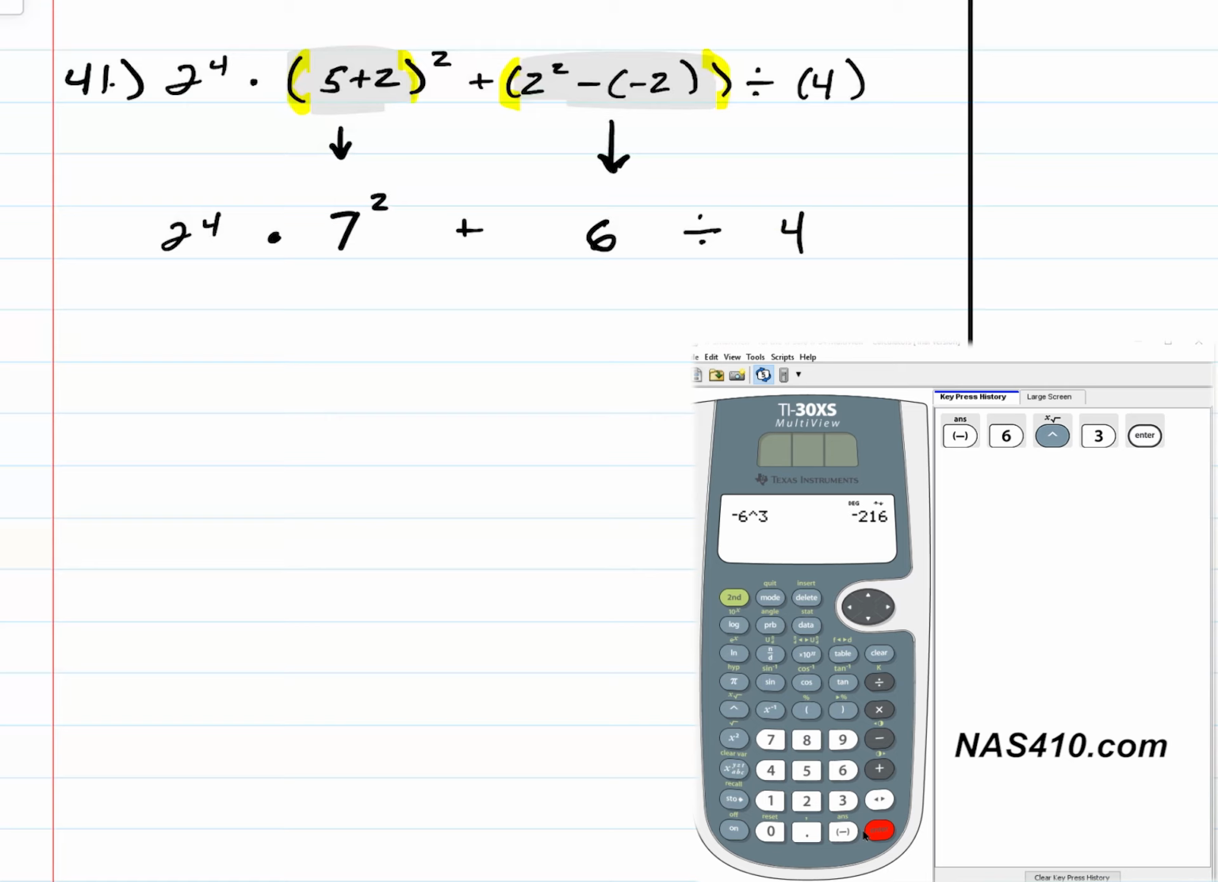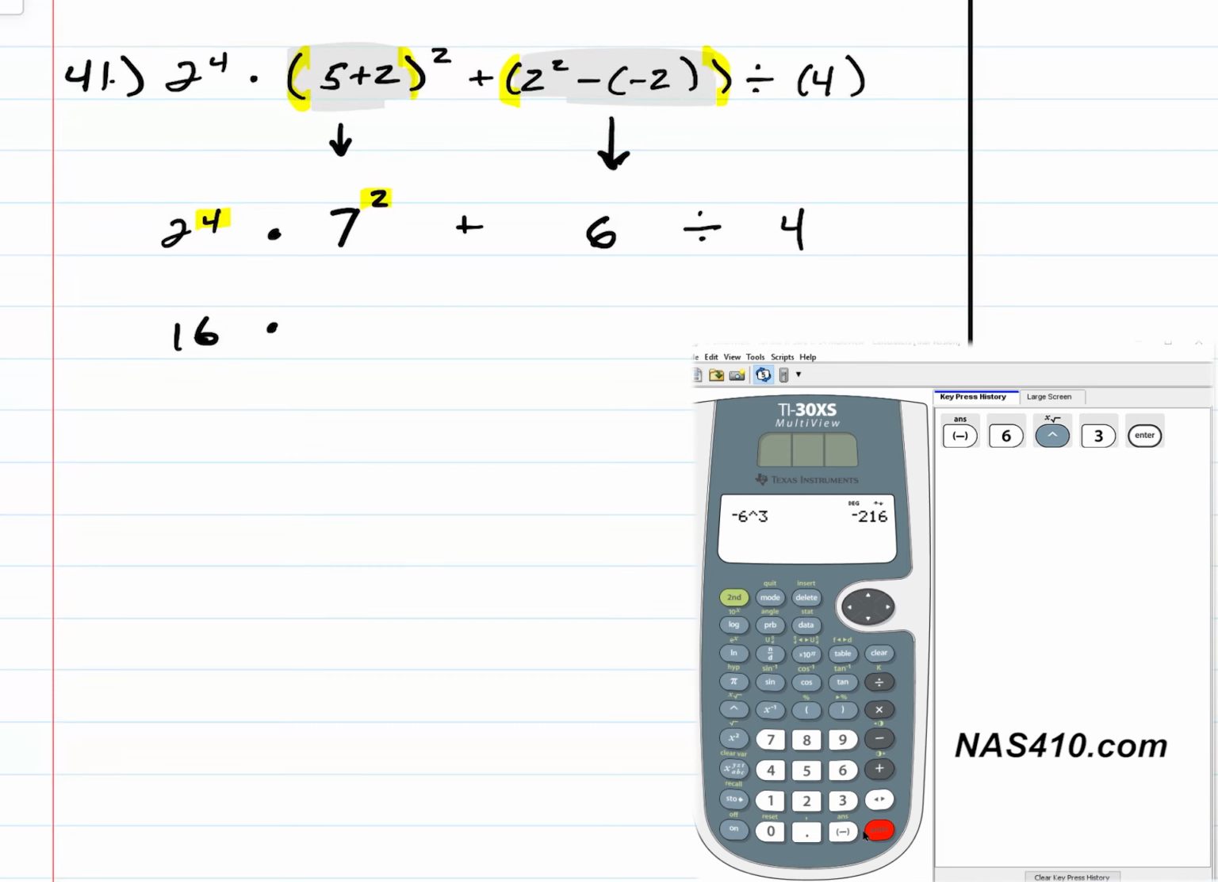Okay, I've gotten rid of all my parentheses, and so now I'm going on to exponents. I'm looking for exponents, and I've got one here, and I've got one here, and so I'm going to do those next. And so 2 to the 4th is 16 times 7 squared is 49 plus 6 divided by 4. Okay, now I've gotten rid of all my exponents. What's next is multiplication and division from left to right. And I have 2 operations here, one with multiplication, one with division.